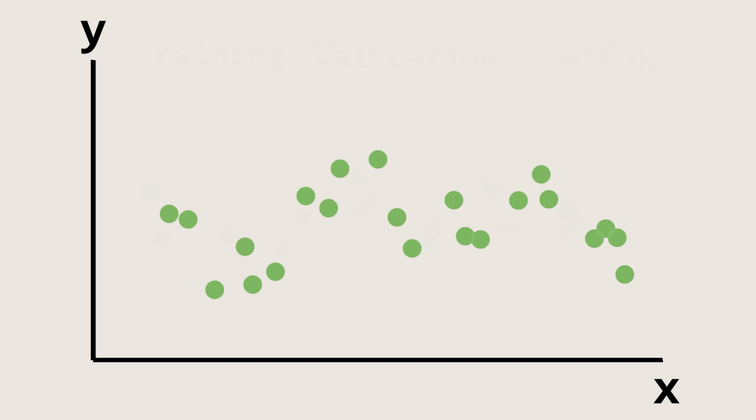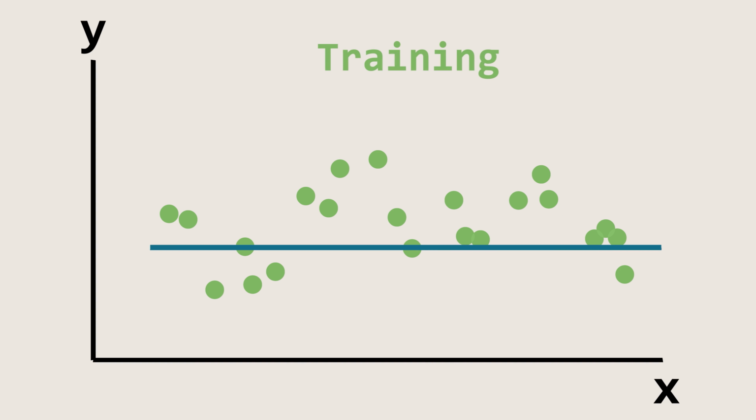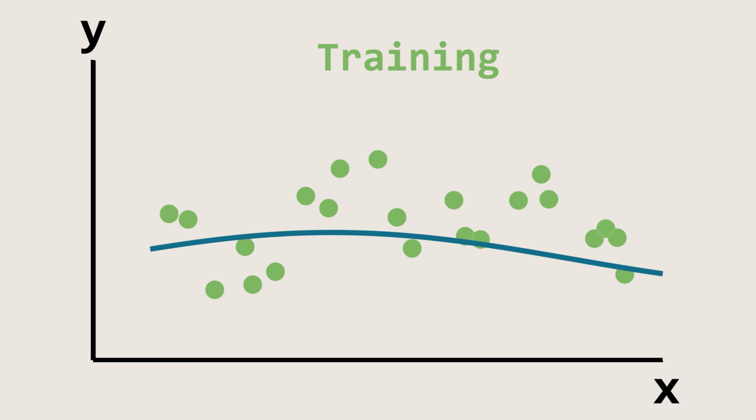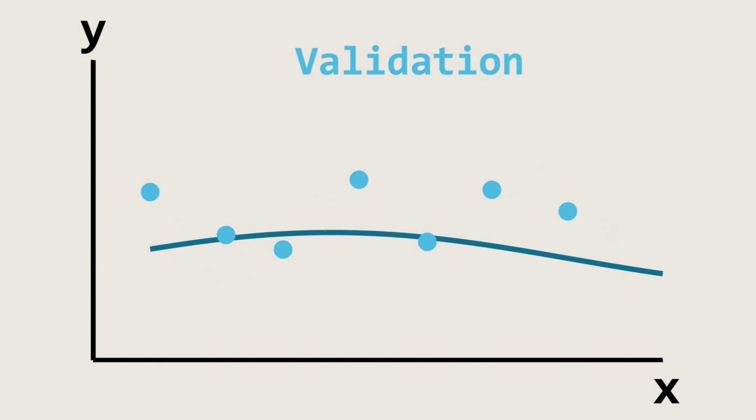We first train our model on the training set. After some training, we check its performance on the validation set. If we find problems like overfitting or underfitting, which we will discuss in a minute, we tune the hyperparameters and try again.